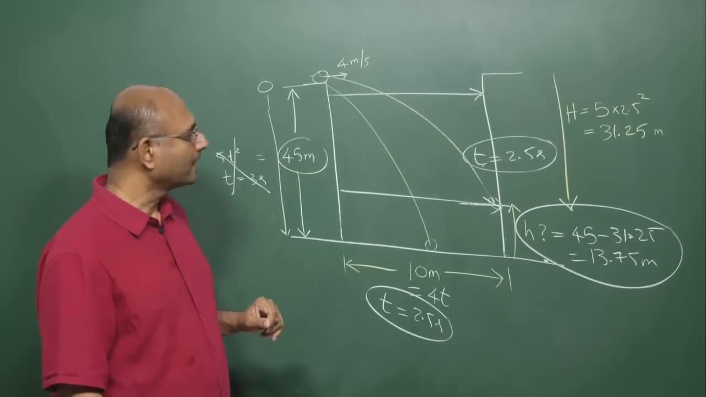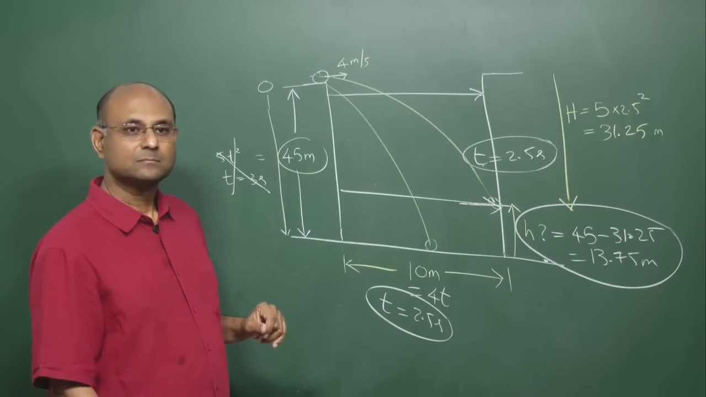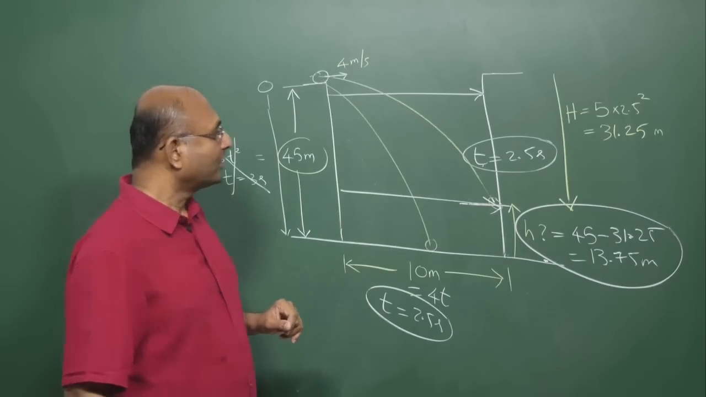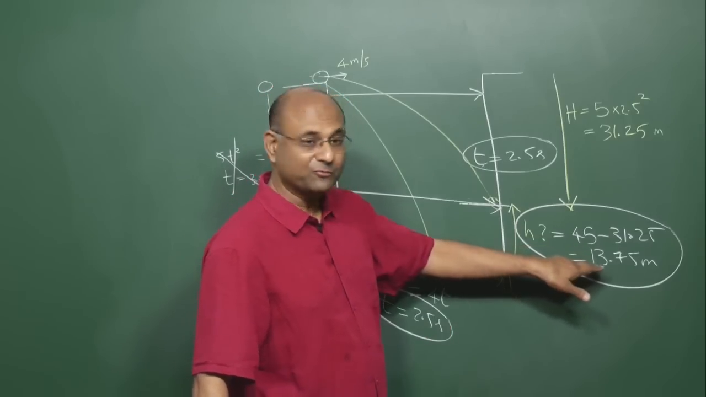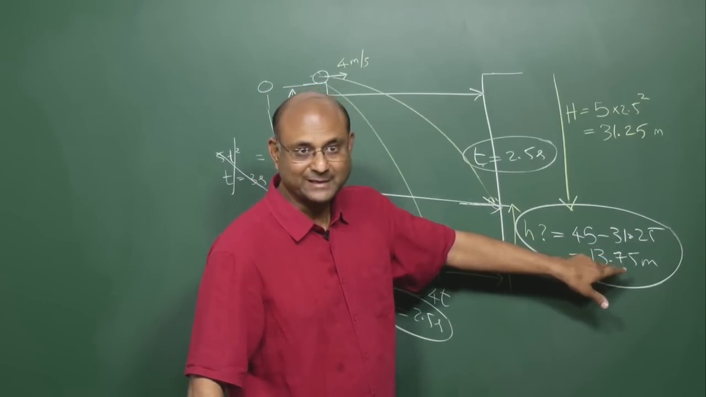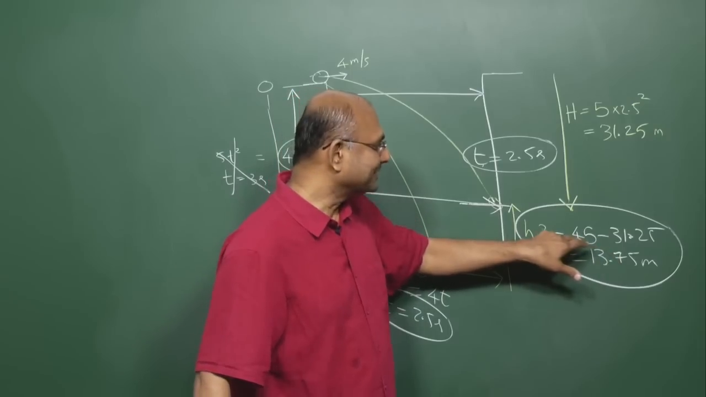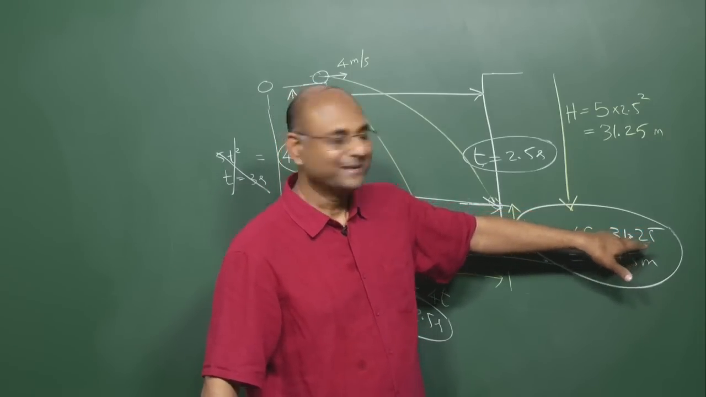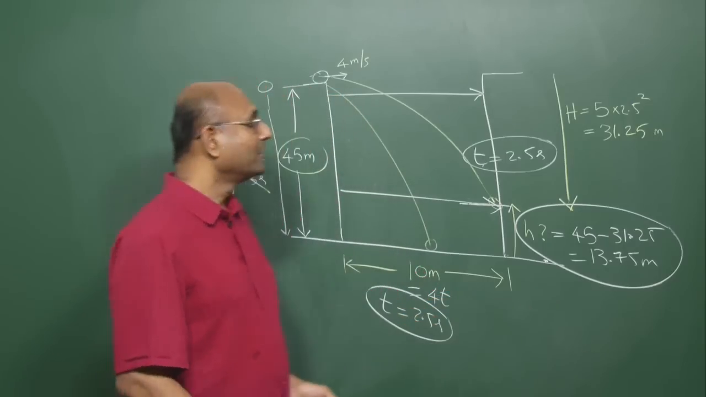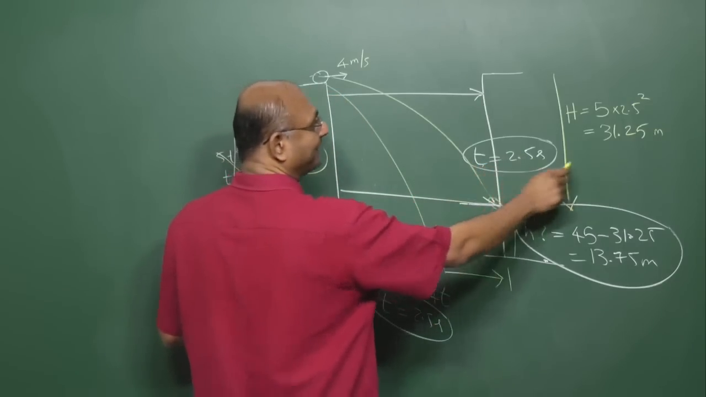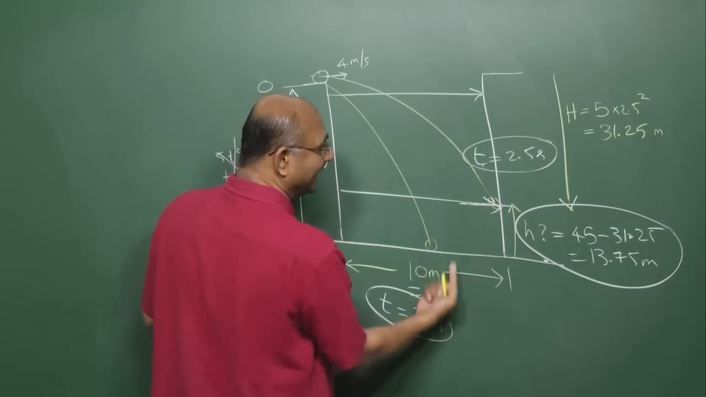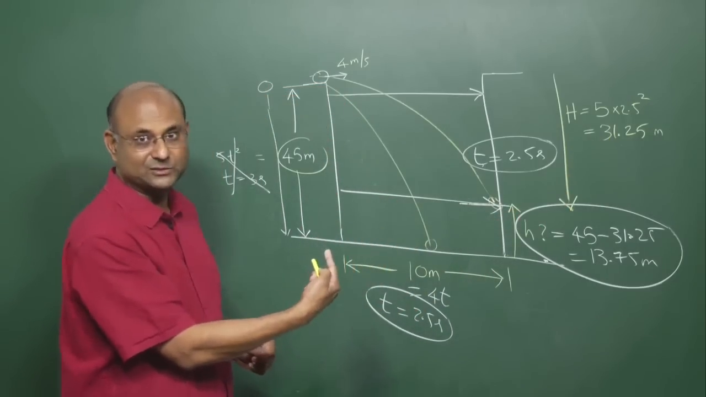There is one question. Why is 14.75 wrong? Well, if you got 14.75, you basically did some subtraction mistake, right? Because it's 45 minus 31.25, that is just 13.75. On the other hand, if you had done some other calculation, let's say you did 2.5 and wrote 31.25, this height you are calculating as 5t square, which is not true.